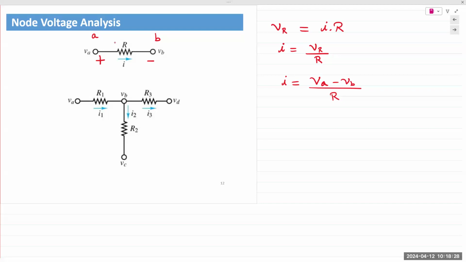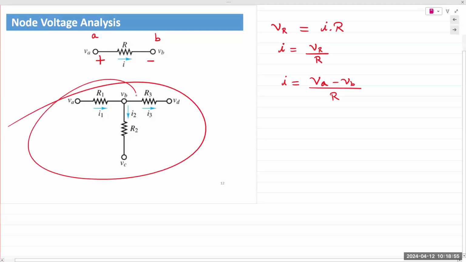Any questions? So far, so good. Let's take 10 seconds. Let me know if you have any questions. No? All right, then let's look at the second example.